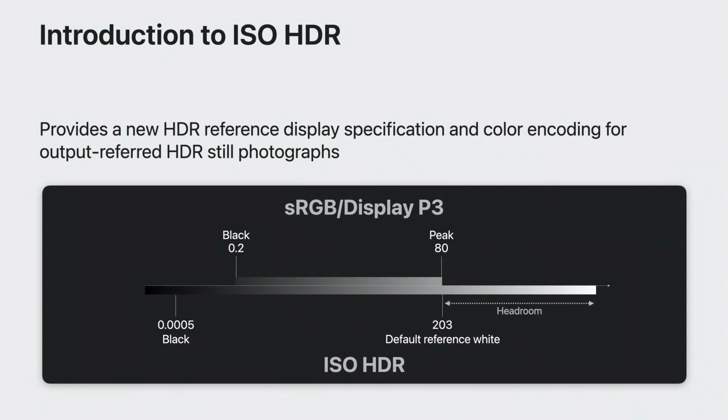Recalling our scale from earlier, typical SDR images, including sRGB and Display P3, define black and white as 0.2 and 80 candelas per meter squared. ISO HDR, meanwhile, defines black and a default reference white as 0.0005 and 203 respectively. Everything above 203 is headroom. So what's in these new image files?